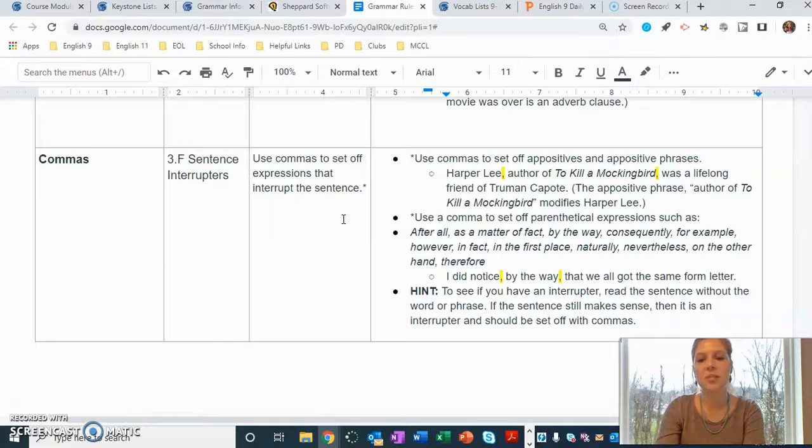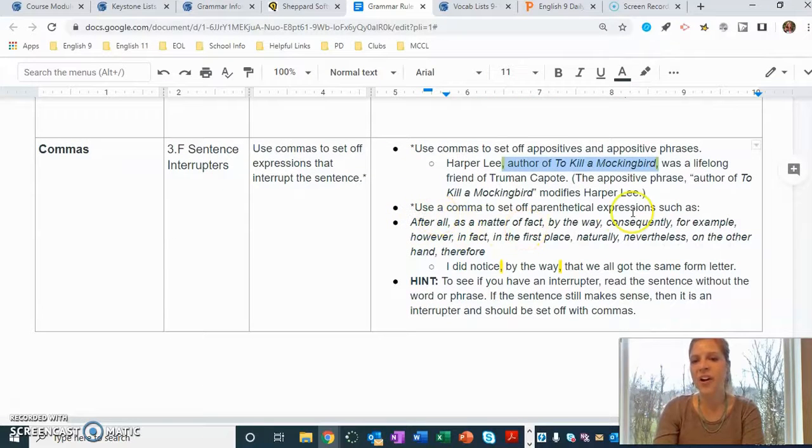These are sometimes known as appositives if it's a phrase that describes something else in the sentence, gives more information about it. So for example, Harper Lee, comma, author of To Kill a Mockingbird, comma, was a lifelong friend of Truman Capote. So you know this needs commas around it because if you took it out, the sentence would still make sense. So you could say Harper Lee was a lifelong friend of Truman Capote, and that makes sense. But if you want to put in that explanation, that additional info, you offset it by commas.